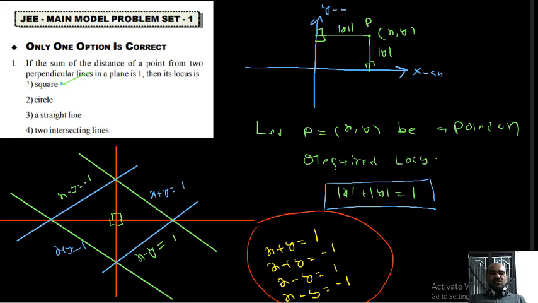So what should we do? We need to find these points. This point is (1, 0). This point is (0, 1). This is (-1, 0). This is (0, -1). Just find the length of the diagonals. This is 2 units only. This is also 2 units only. Diagonals are equal in length. So it is a square.